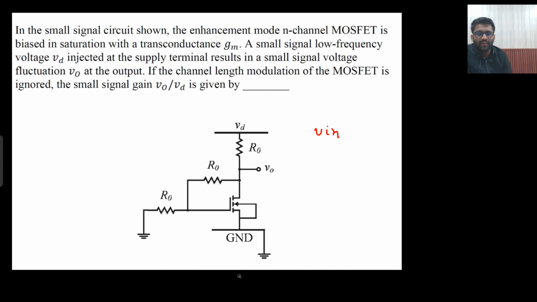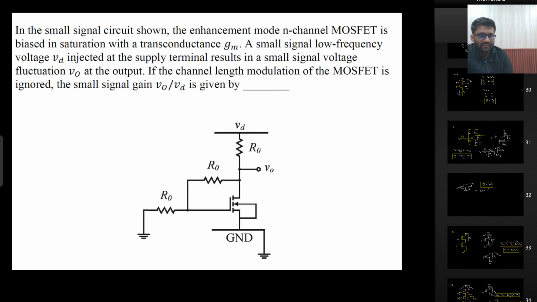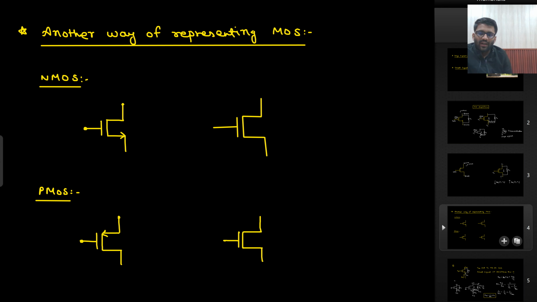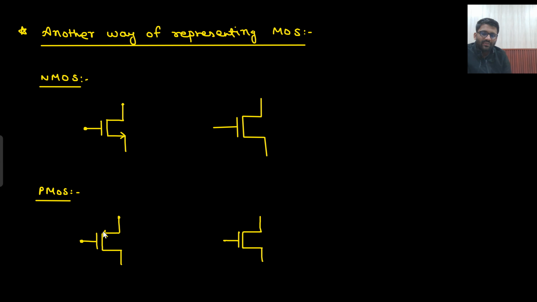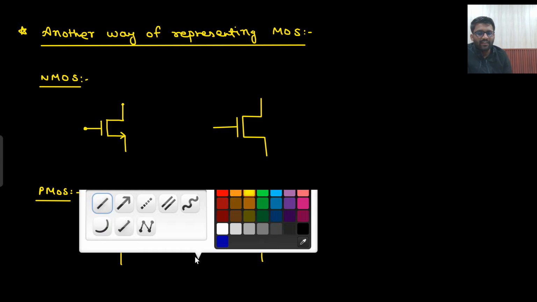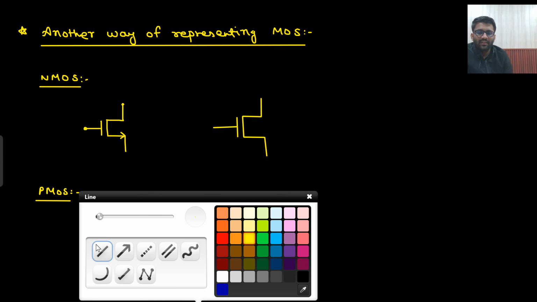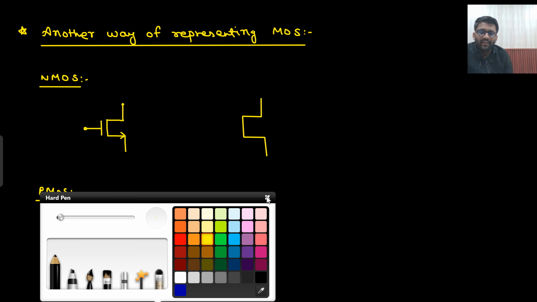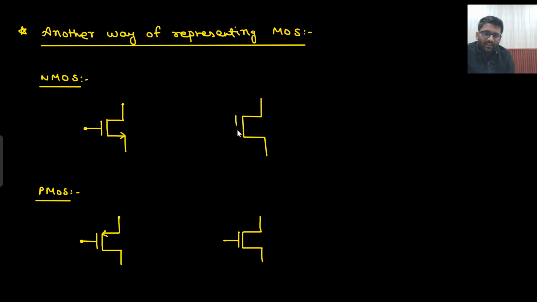Sir, I can do this, but what circuit is this? So this is your NMOS only. I was going to tell you another thing. This is how I represented NMOS, and this is how I represented PMOS. There is another way of showing it, where there will be a dashed line. They will make a dashed line like this.